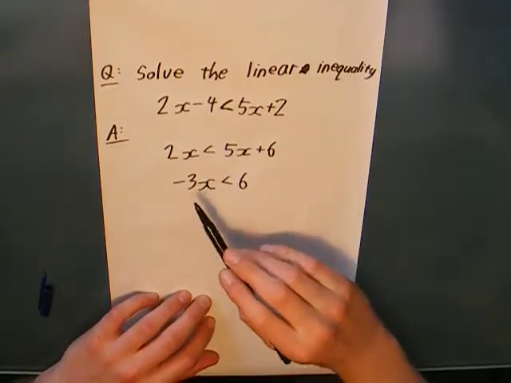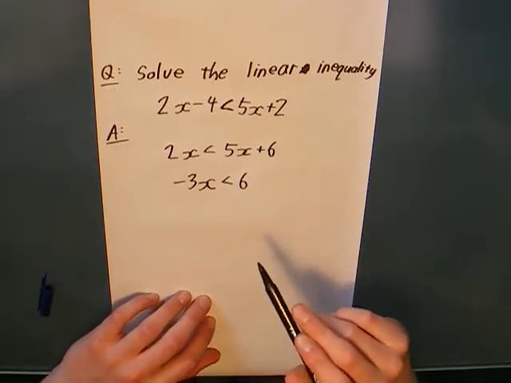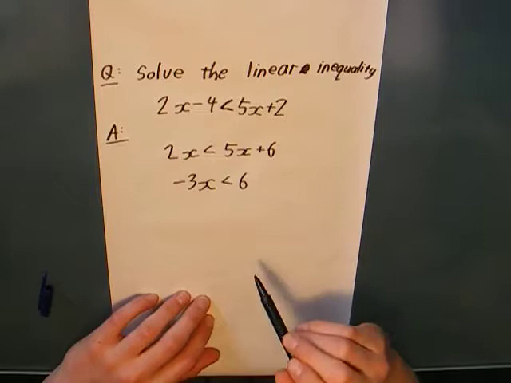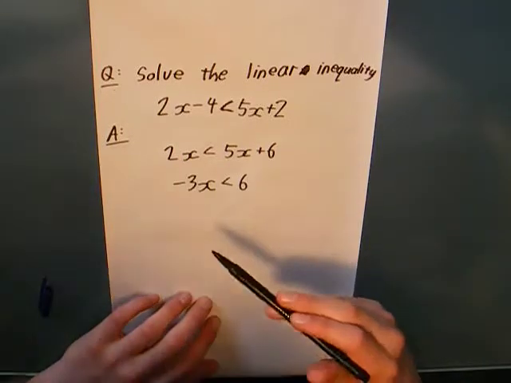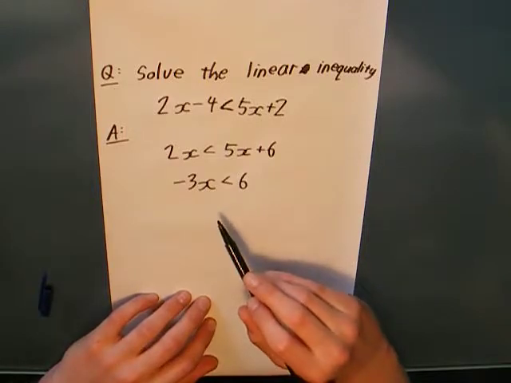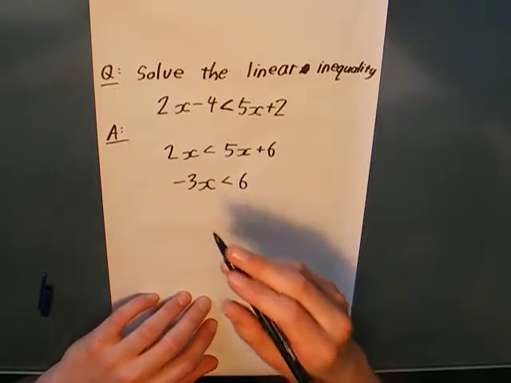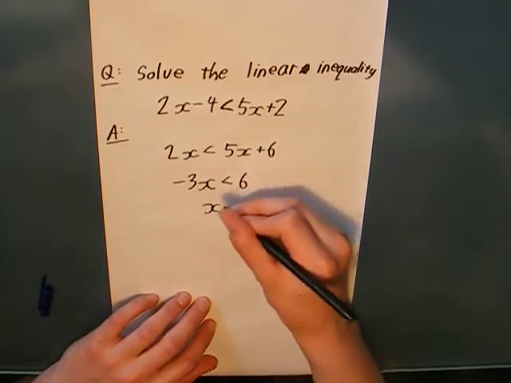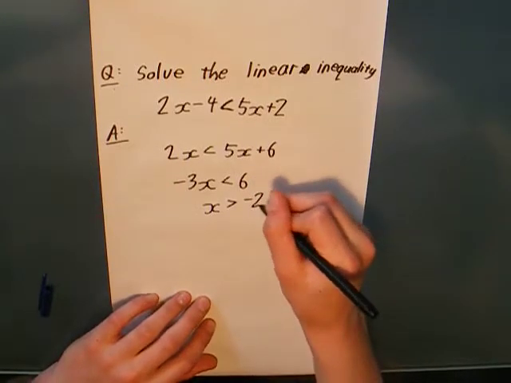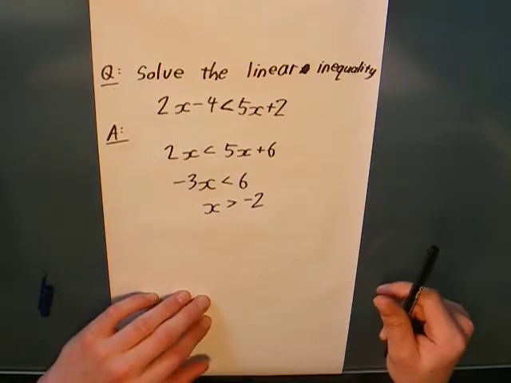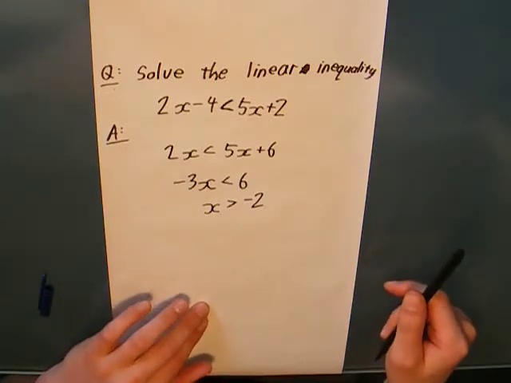Now here's the key difference between this and what you'd use for linear equations. You can't just divide 6 by negative 3 and say x is less than negative 2. Whenever you divide by a negative number in an inequality, you have to flip the inequality sign. So if it was a less than, it would be a greater than, and vice versa. So x greater than negative 2 is the solution. So that was how to solve a linear inequality.